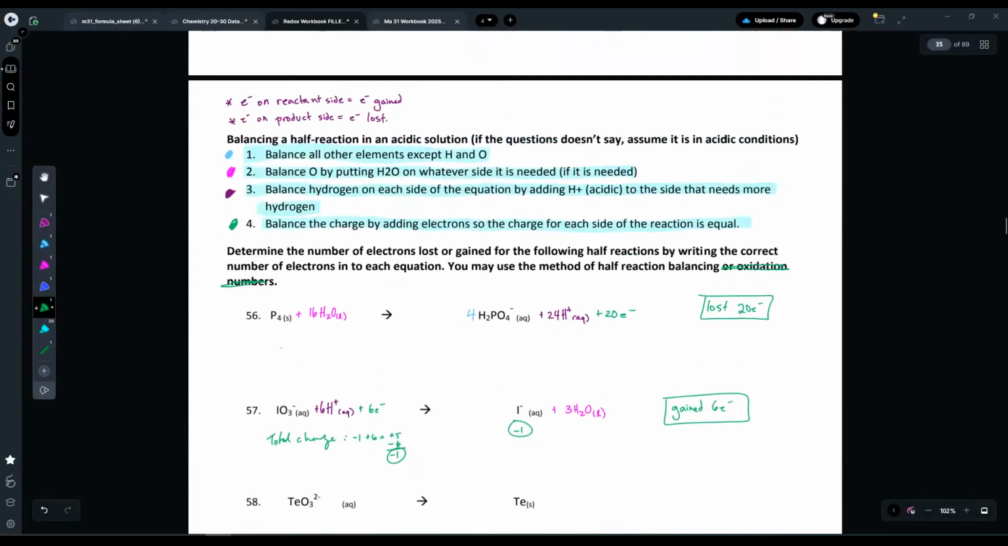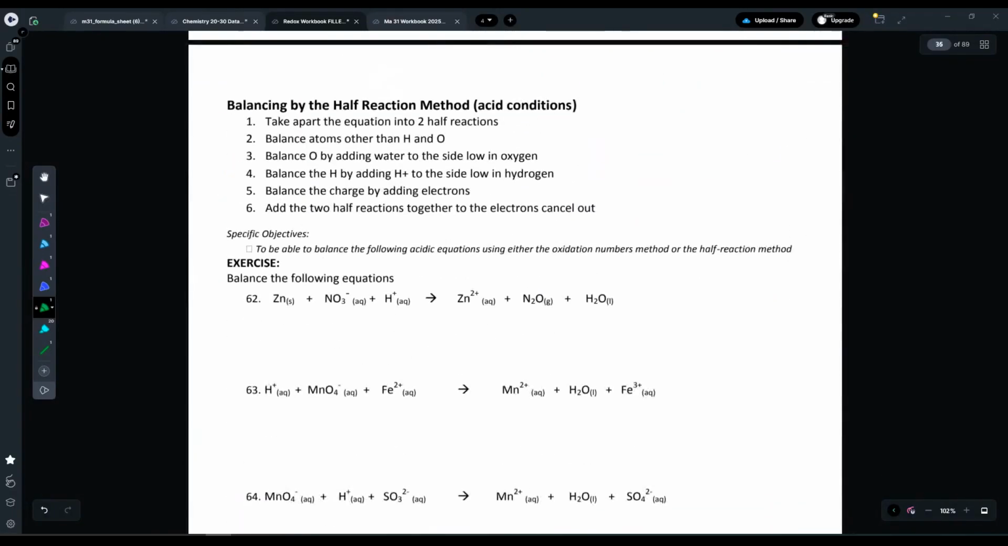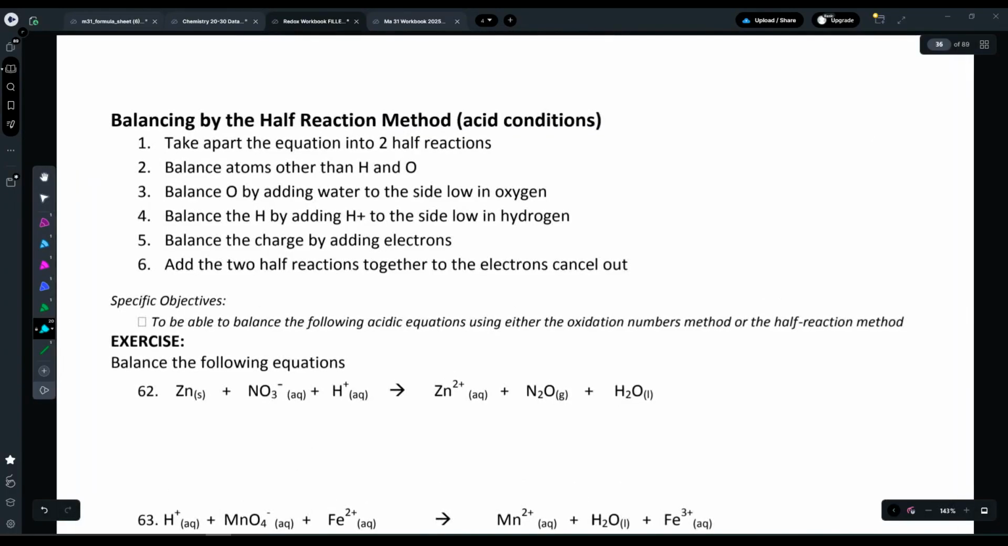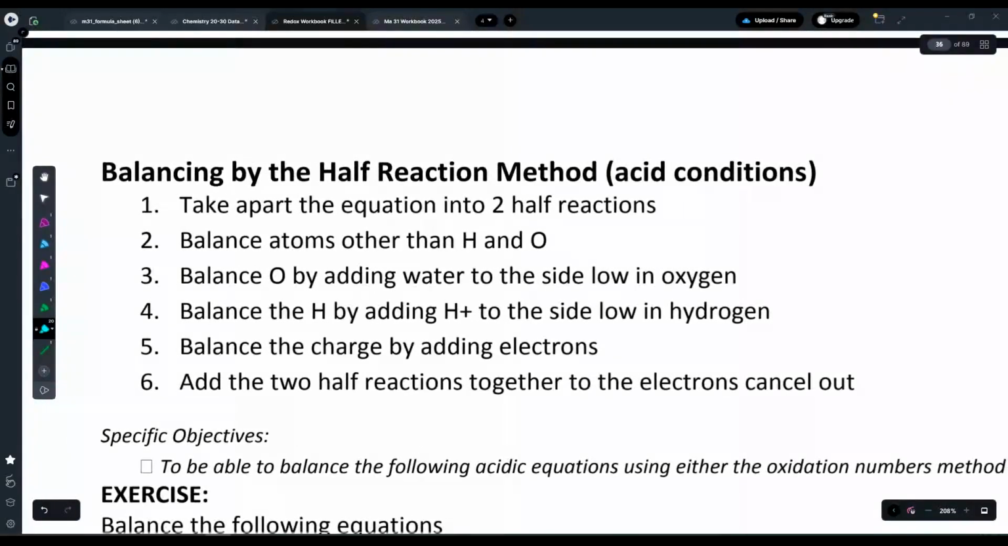Okay, so this page was pretty much just the warm up to the next page here. Okay, so this is when we're both going to have reduction as well as oxidation reactions happening at the same time here, rather than just one half reaction. Okay, so the steps that we're going to take in order to balance redox reactions using the half reaction method is we're going to take apart the equation into 2 half reactions, and then we're going to balance each half reactions using the steps that we just learned.